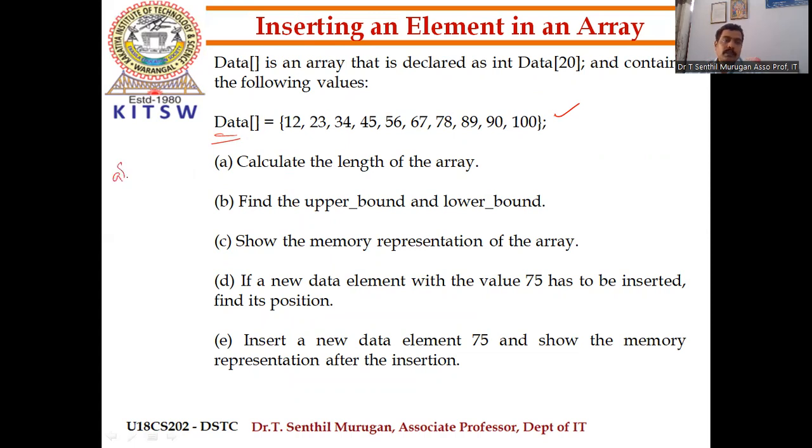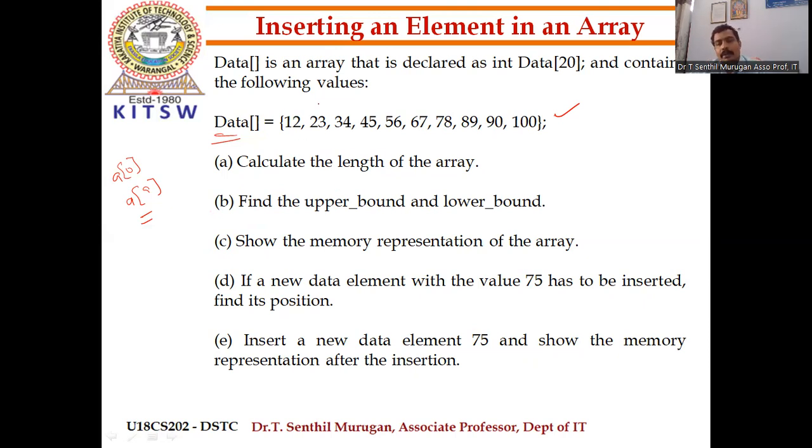The lower bound is a of 0, so 0 is the lower bound. The upper bound is n minus 1, so 9 is the upper bound that we identify. A of 0 is 12, and a of 9 is 100. We want to insert 75. It is an already sorted array, so we have to insert where the values are fixed in order.